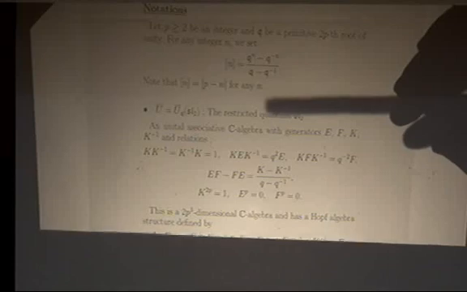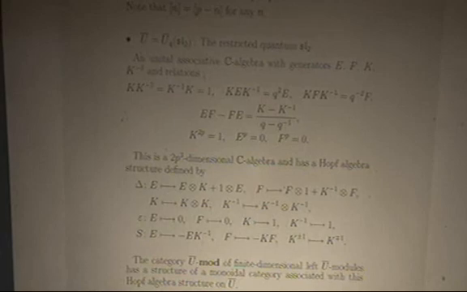Because of these relations, the restricted quantum group of sl_2 is a finite dimensional algebra. More explicitly, this is a 2p^3 dimensional C-algebra, and the Hopf algebra structure is given by this formula. This is a very usual definition. So the category of finite dimensional left U bar modules has the structure of a monoidal category associated with this Hopf algebra structure on U bar.